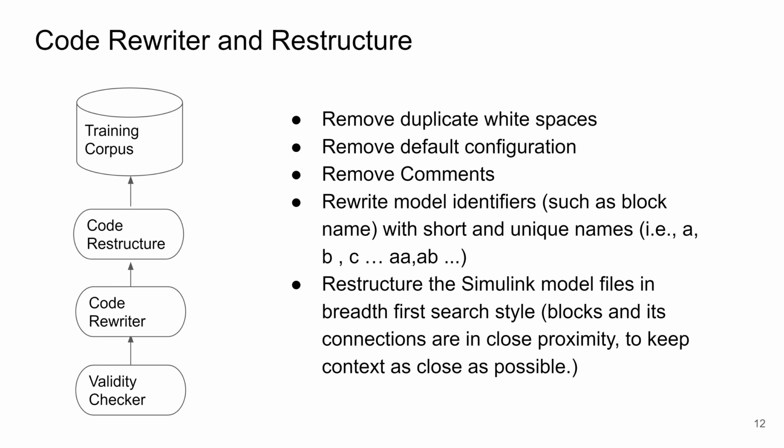Moving on, since we don't want the neural network models to learn unnecessary rules, we either remove or rewrite the Simulink model files, such as removing extra white spaces and comments, and we also rewrite block names to short but unique names to limit the tokens in the resulting file. To match the learning style of state-of-the-art language models, we restructure the model file in a breadth-first search manner.